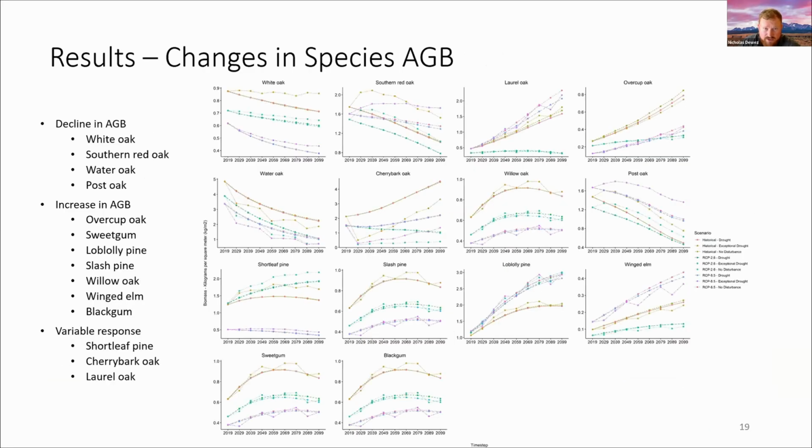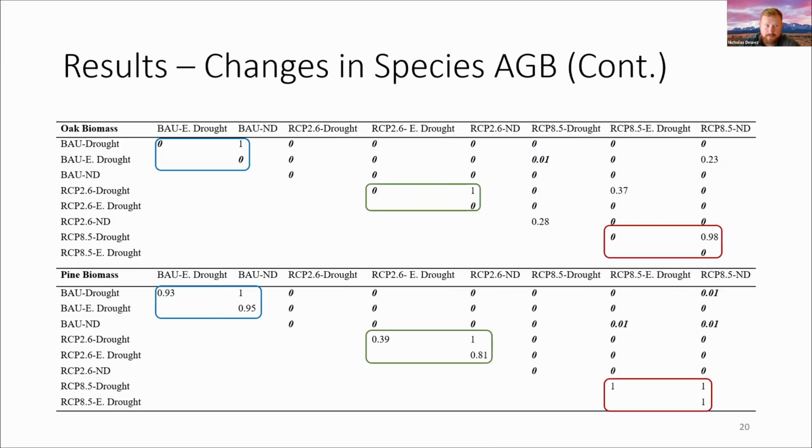One of the major questions researchers in the East Texas region have been asking is whether oak or pine species are more susceptible to a changing climate. Therefore, we chose to analyze our species results by two groups, oaks and pines. And in general, all oak species saw a decline in above ground biomass over the study period, and all pine species saw an increase in above ground biomass, except for shortleaf pine, which showed a variable response.